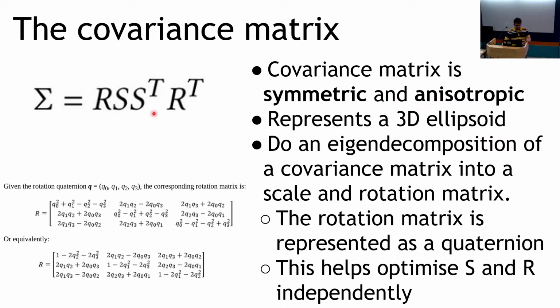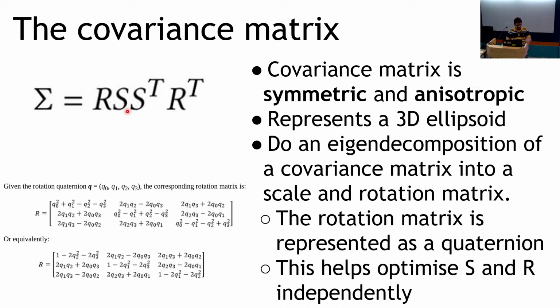Another thing is that they decompose this covariance matrix based upon rotation and scaling like this. Rotation means how much the Gaussian is rotated from the base canonical representation. Scale means how big it is. So they decompose your covariance matrix like this.